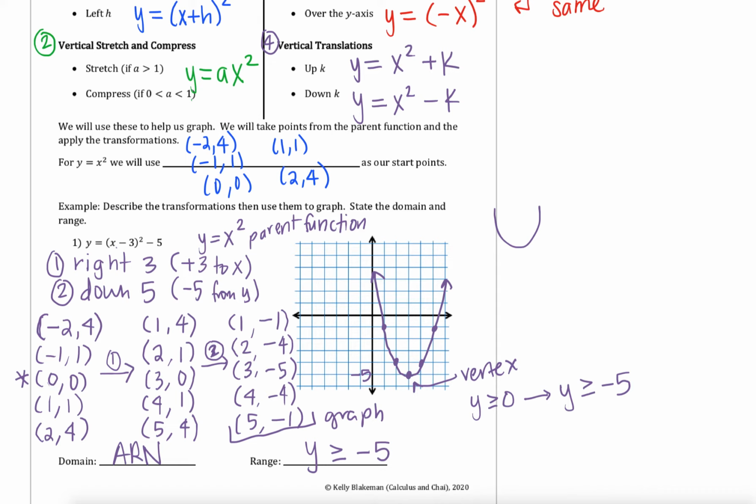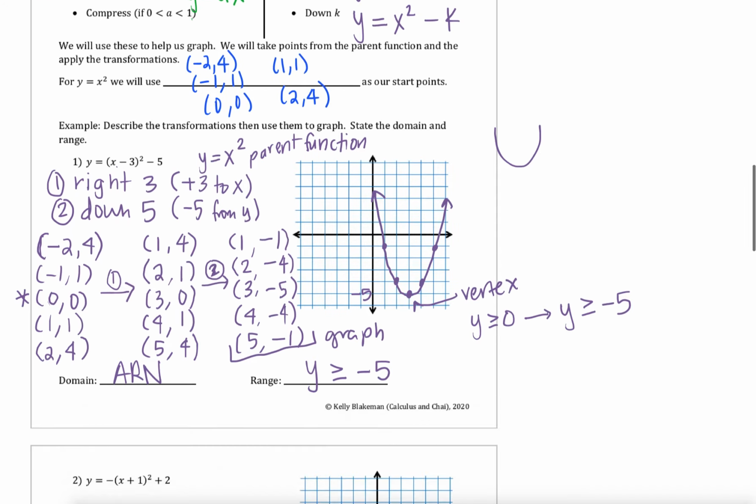So there's our first example where we identified the transformations, used our start points for our parent function y equals x squared, applied both transformations, and then graphed those final 5 points, connected them together, making that nice U-shaped curve. From there, we can then identify our domain and our range.